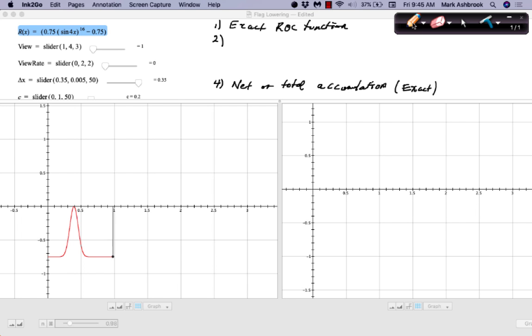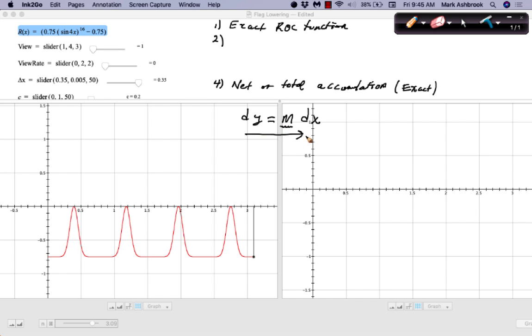To get accumulation from rate, what is our key principle? Given a rate of change called M, how are we going to get net accumulation? dy, a little change in our amount, equals M times dx. So this is the key. But this is dependent upon what? M is a constant rate of change, not a changing rate of change. We want to use this principle, but we can't use it directly from this function because the rate is continually changing. Make sense? So what do we do?